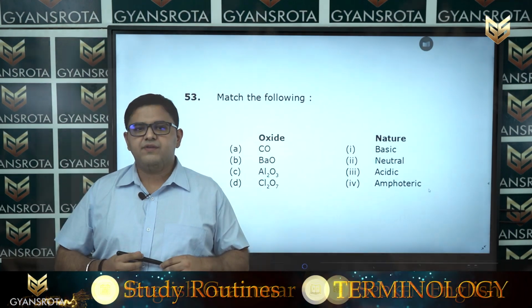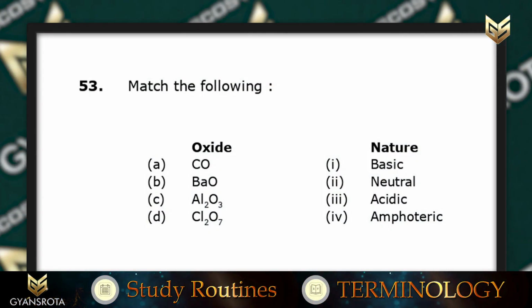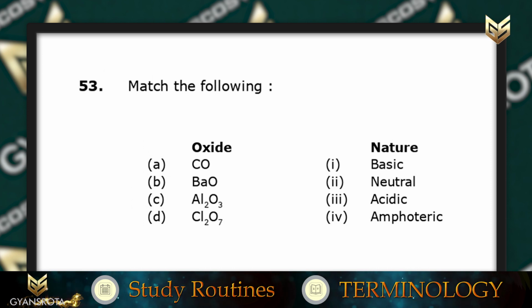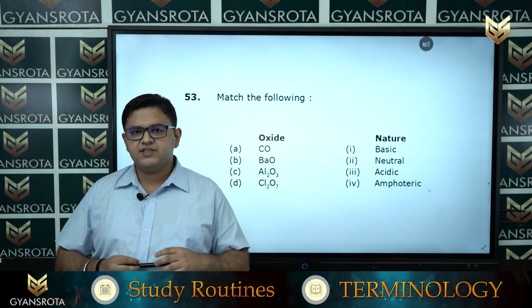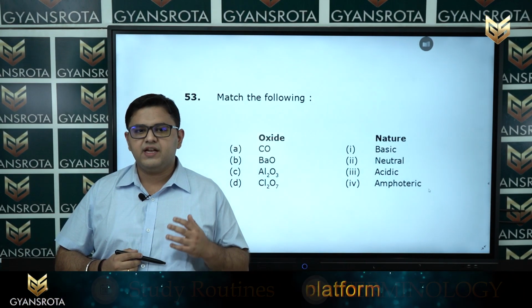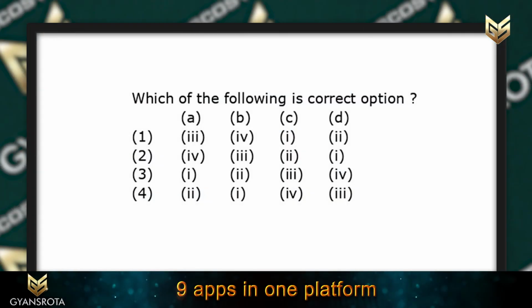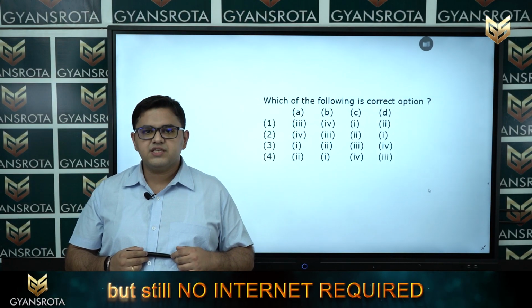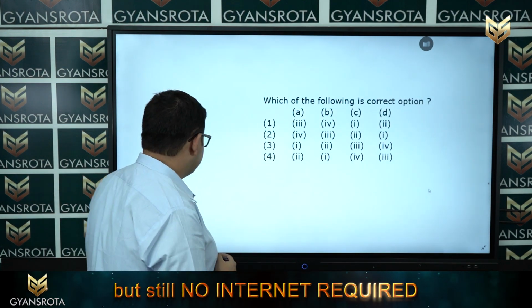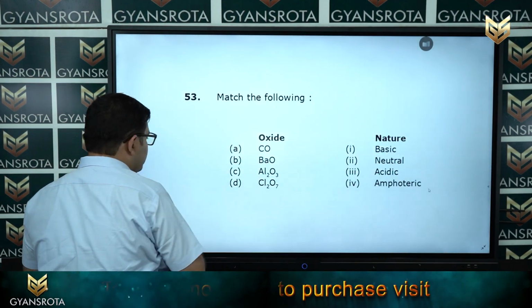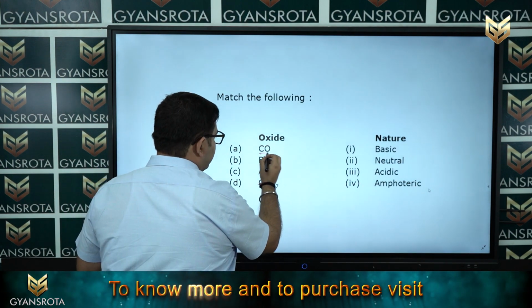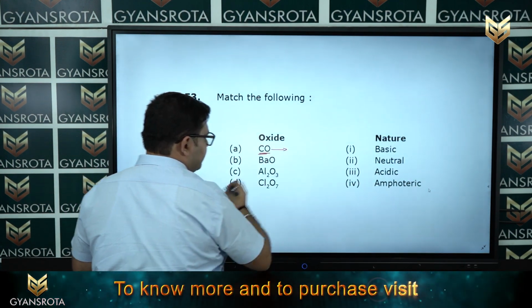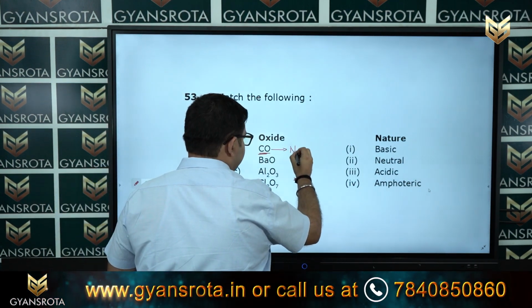Question number 53 is on your screen. Match the following. They give you some oxides and on the other side they give you the nature of that oxide. Now, which of the following is the correct option? Now we are moving to the solution part. So, your carbon monoxide is nothing but a neutral oxide.